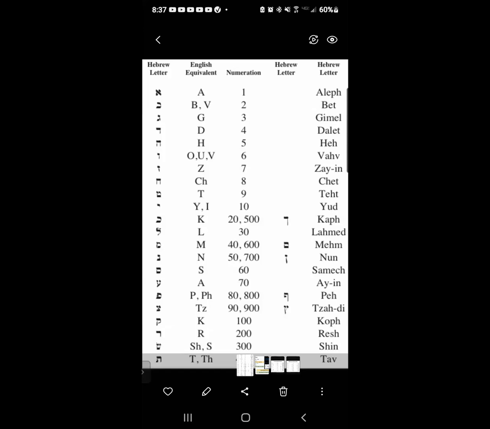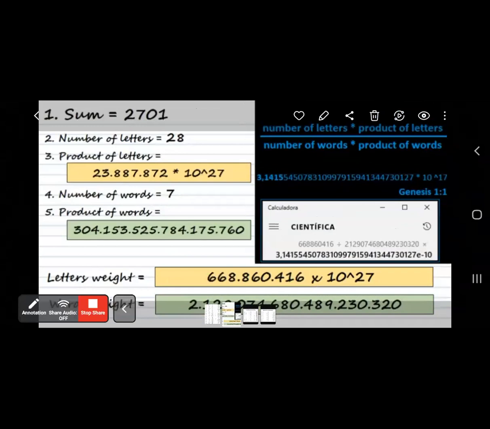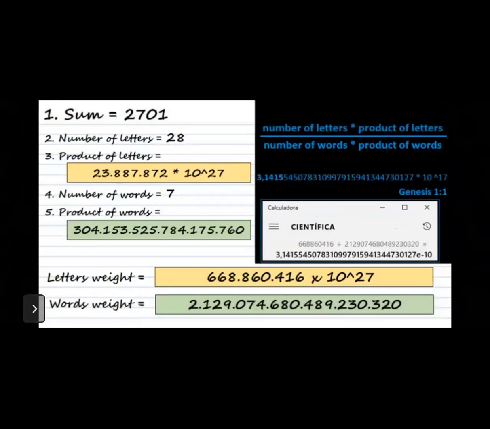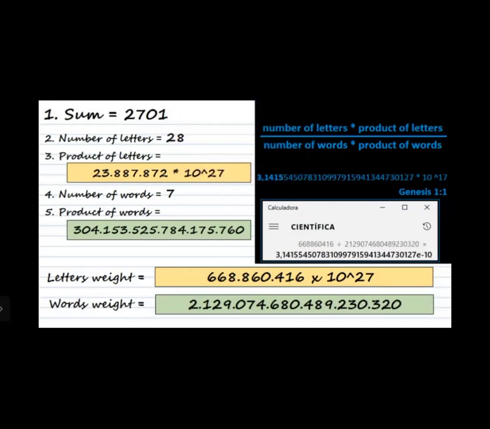Now, the reason why I bring this up is Genesis 1:1. This is Genesis 1:1. So the sum, 2701, the number of letters is 28. The product of the letters is 23.887 by 10 to the 27. Number of words, 7. Product of the words, 304, 153, 525, 784, 175, 760.